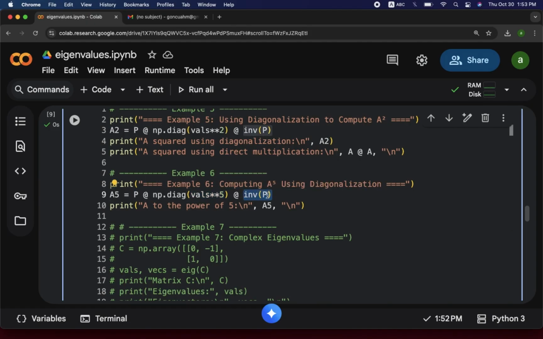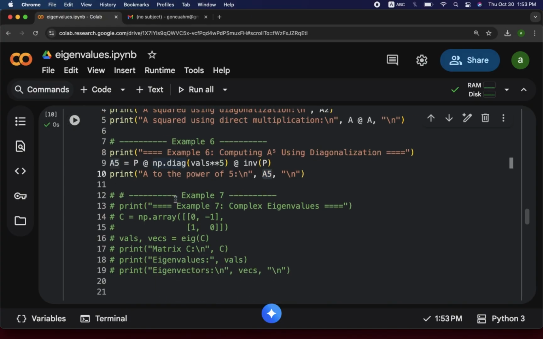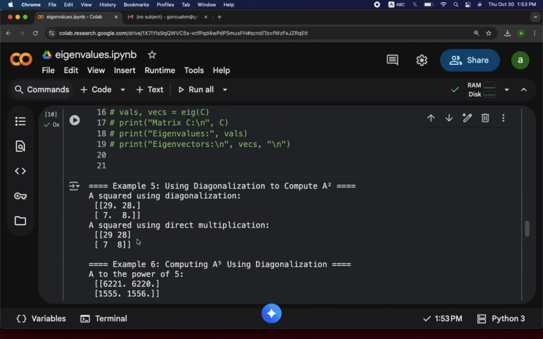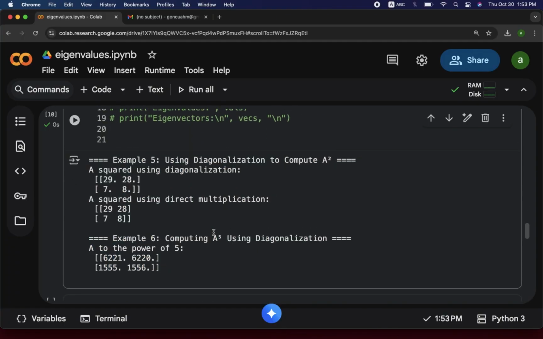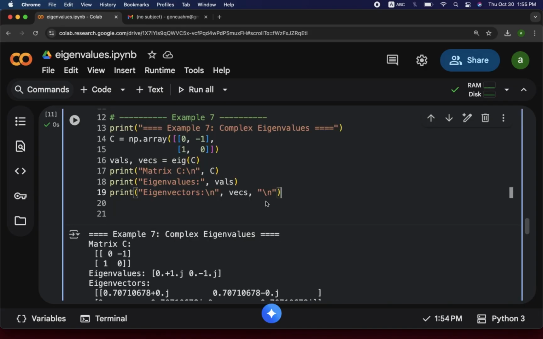We have the P times P inverse here, and then we can print this, but if you want to compare and multiply A 5 times, you can also verify the result as we did in example 5. So it's a very similar example, and you see this is the 5th power of A using the diagonalization that we obtained.